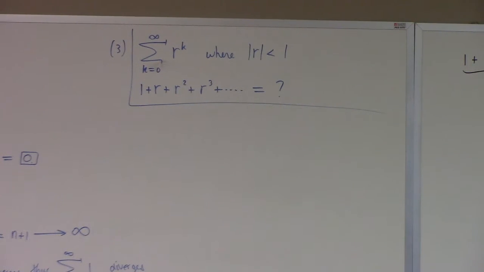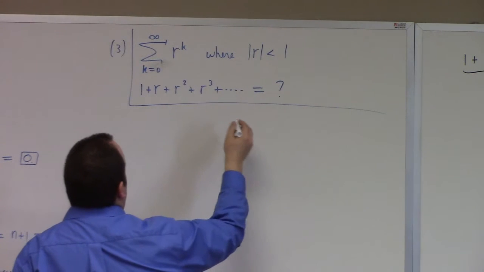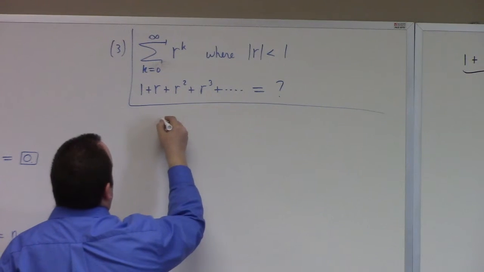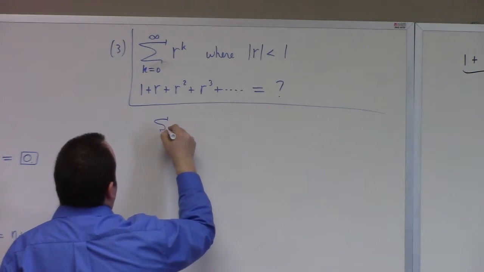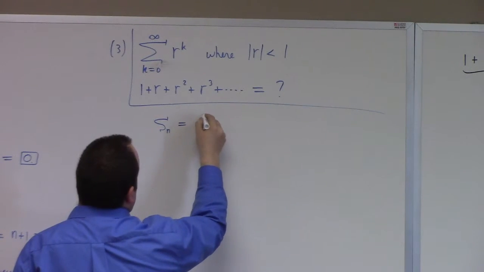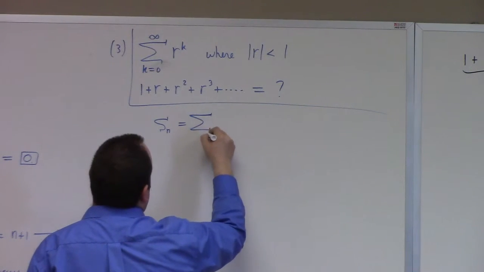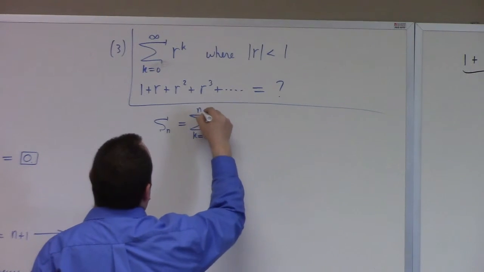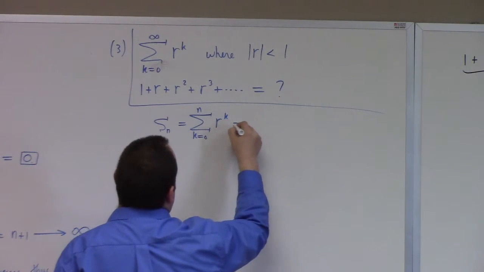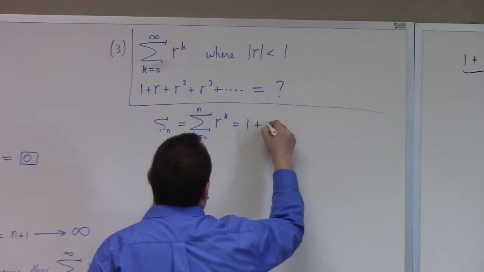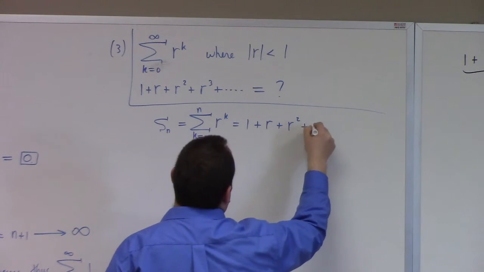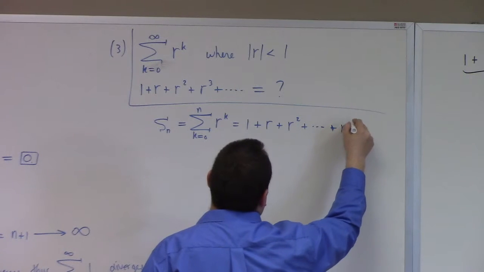So calculating the nth partial sum in the first two examples was kind of like a yawn. This one is a little bit harder, but it's a homework problem you've done before, right? So what is it? If you look at Sn, what is Sn? Right, again, the sum k equals 0 to n of r to the k, which is 1 plus r plus r squared plus dot dot dot plus r to the n.